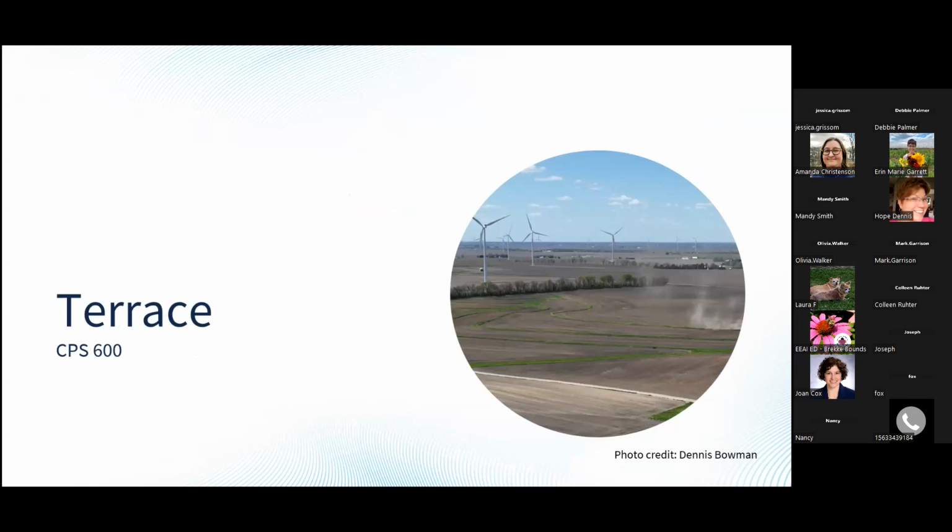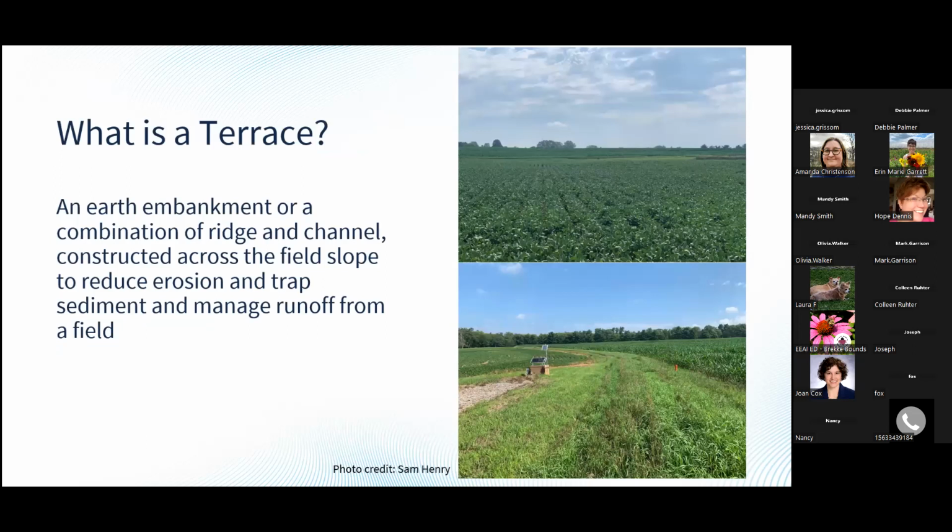And with that, I'm going to move on to the conservation practices, and we're going to start off with terraces, which were added in the 2021 biennial report. So what exactly is a terrace? Well, it's an earth embankment or a combination of ridge and channel constructed across the field slope to reduce erosion and trap sediment that manage runoff from a field. And these are pictures of terraces from central Illinois.